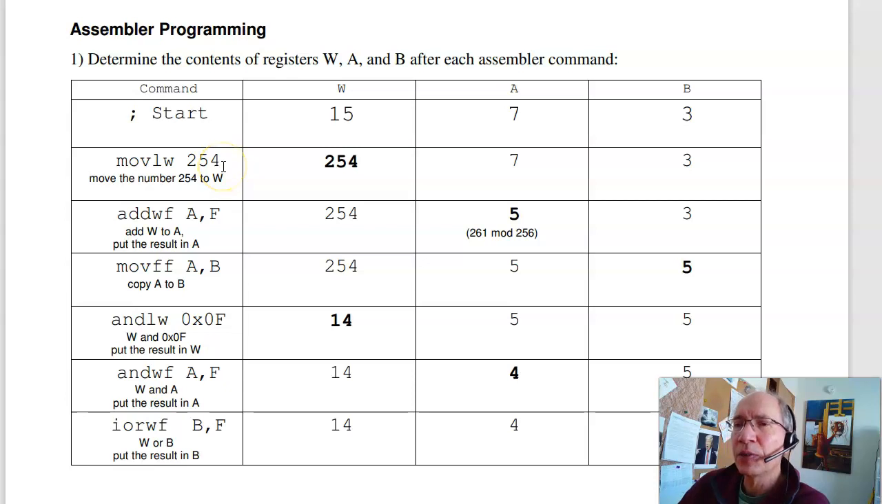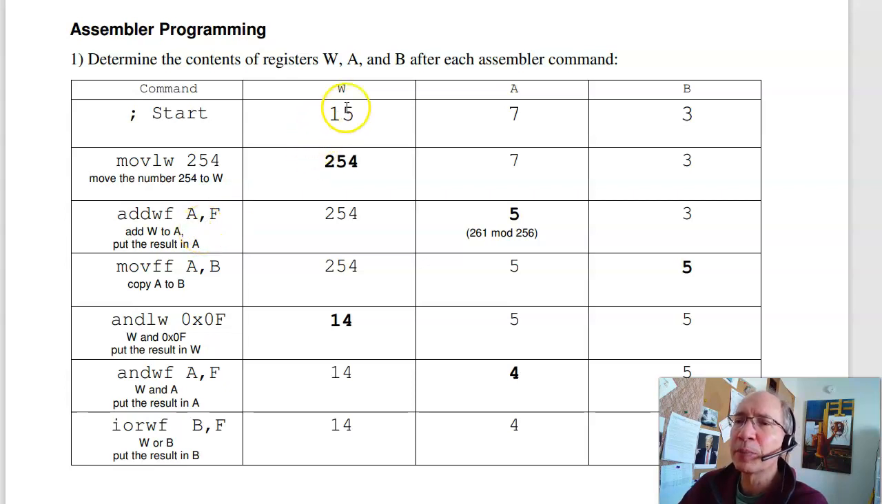Now, if you go to the assembler list of commands, it kind of explains them. Typically, you have an operation like add, and then the second one, F or W. F means take the results, stick it back in A. W says take the results, put it in W.